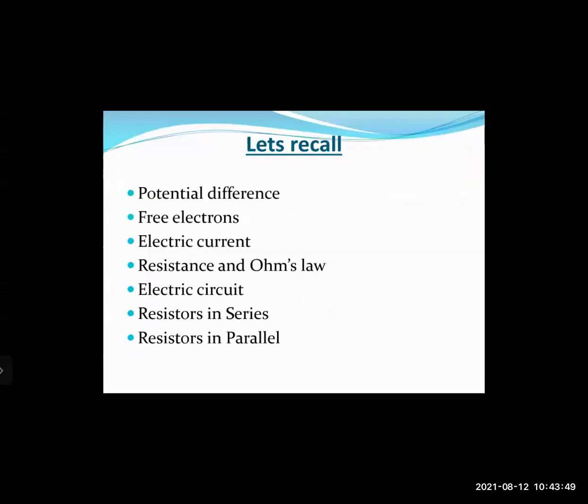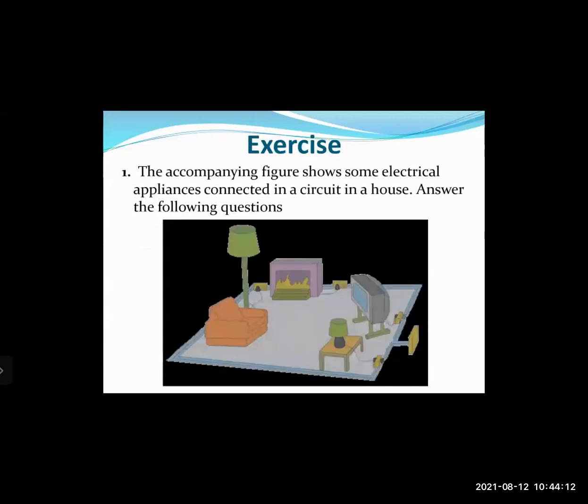In this chapter, we have studied topics like potential difference, free electrons, then the concept of electric current. Then we have seen the concept of resistance and Ohm's law, right? Then we have seen certain electrical circuits and the most important concept of resistors in series and resistors in parallel. So we are going to discuss all the questions from this chapter in detail one by one. Let us go to exercise question number 1.